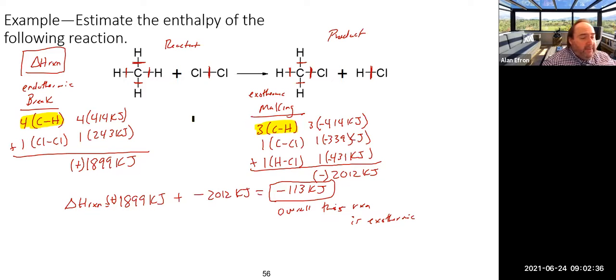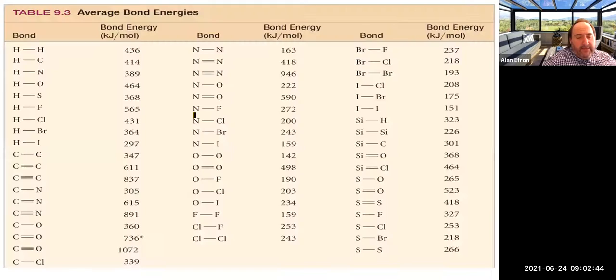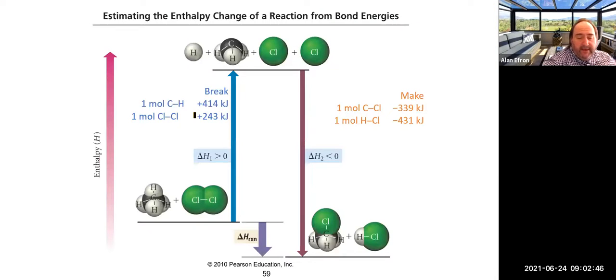They really do cancel each other out. So sometimes people will do it that way as well. Now, that's what we see here, and this is why overall this reaction is an exothermic reaction.